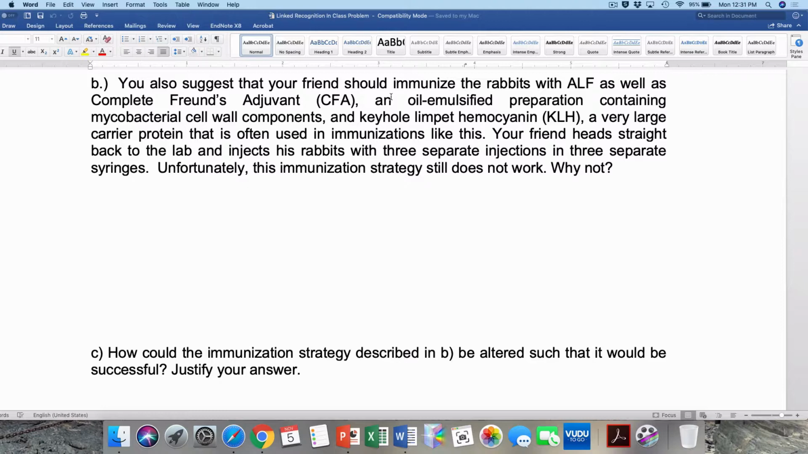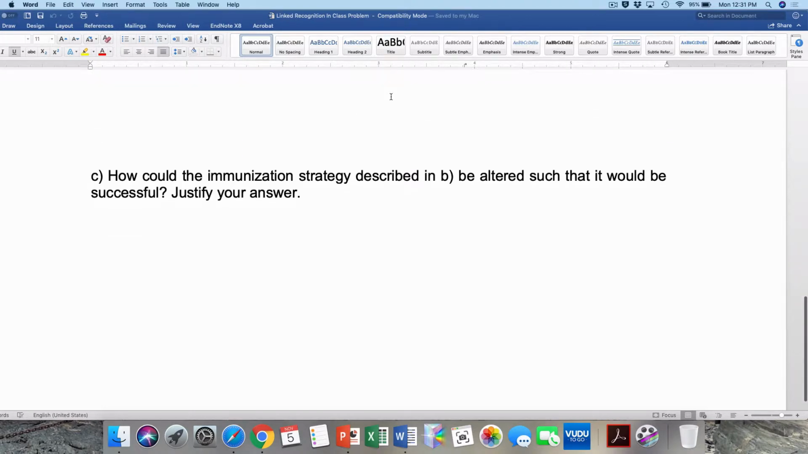Okay, so then the final question, how could the immunization strategy in B be altered so that it would be successful? Justify your answer. How are we going to make it succeed? Yes, Kay. Yeah, and really when I would grade it, I would look for the words like physically linked. Make sure the ALF and KLH are physically linked before injecting. So that would be ideal.